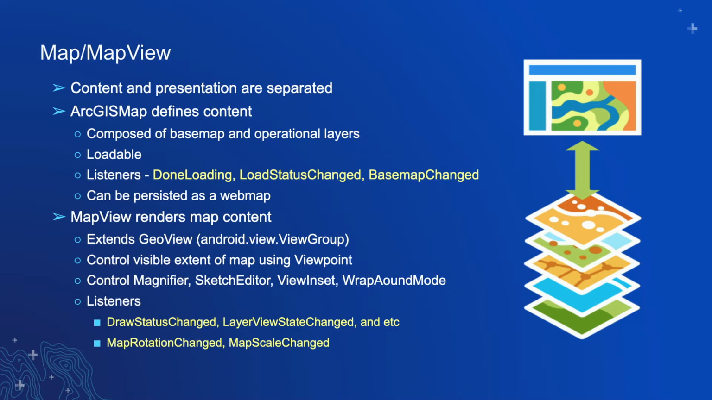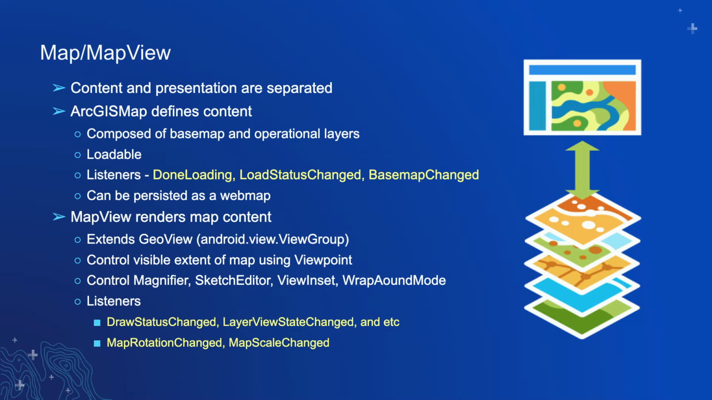It can control the visible extents by setting the viewpoints. It can also turn on and off the magnifier and the red or brown mode. It can enable the sketch editor, view inset, etc. And it can also perform identify for layers.